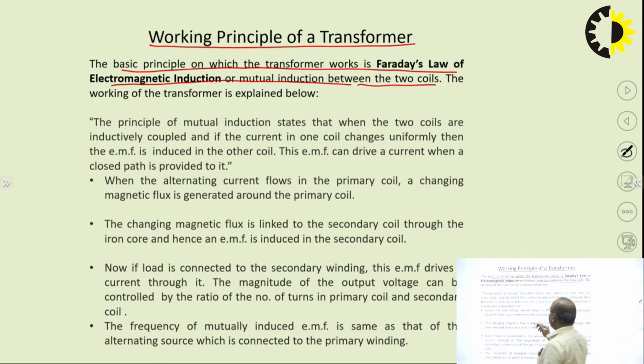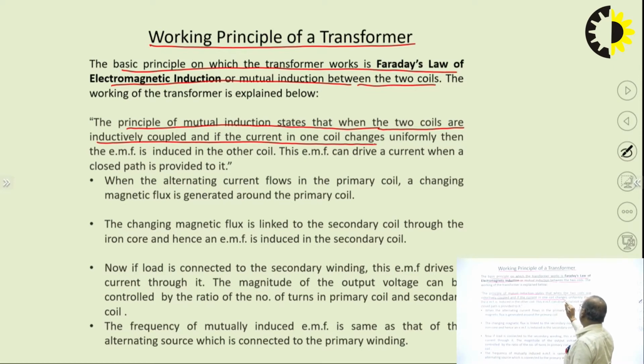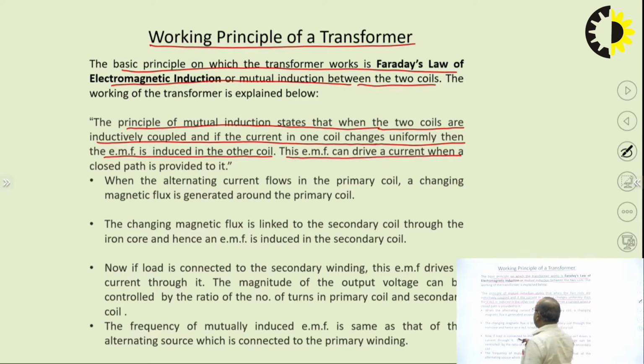The working is explained as: the principle of mutual induction states that when two coils on the two sides are inductively coupled, and the current in one coil changes uniformly with time, then an EMF is induced in the other coil, that means the second coil on the secondary side, and this EMF can drive a current in the secondary side when a closed path is provided to it.